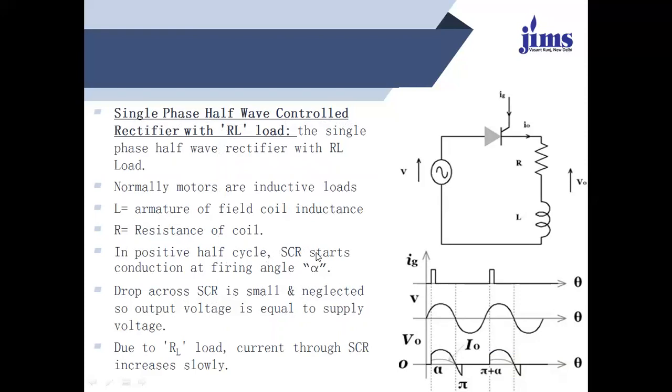In the positive half cycle, the SCR starts conduction at firing angle alpha. Drops across the SCR are small, so the output voltage is equal to the supply voltage. Due to the RL load, the current through the SCR increases slowly.